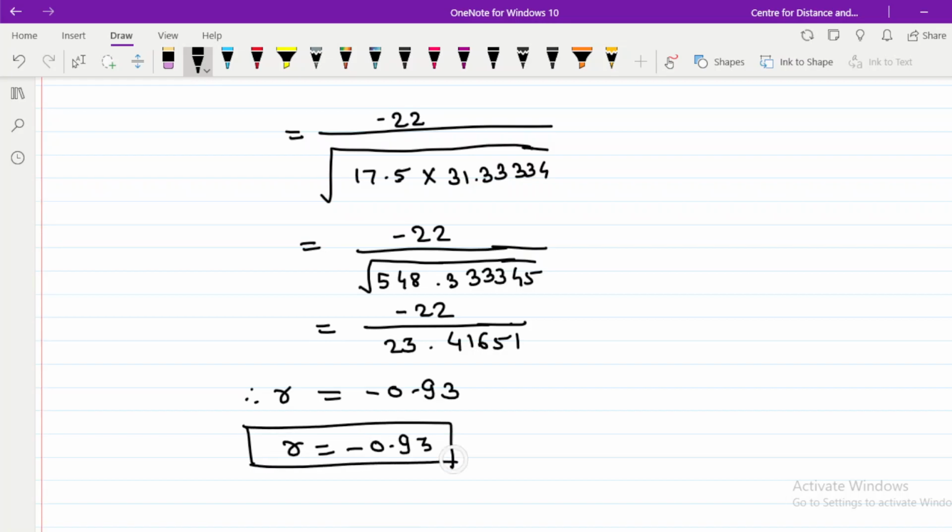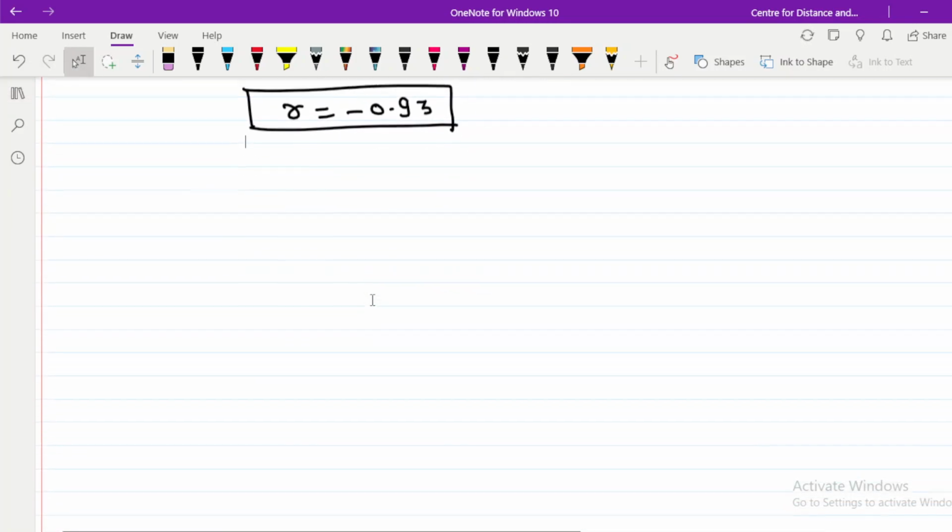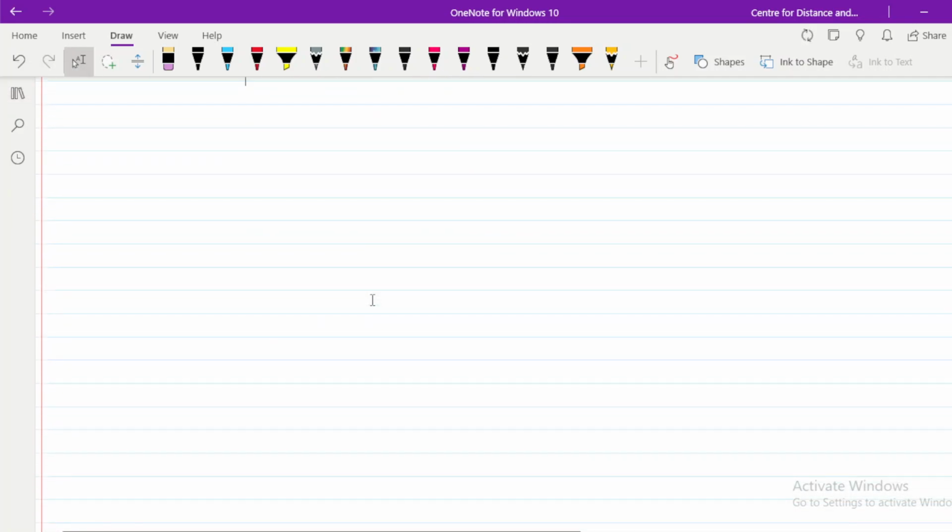Okay. Then here we learn the next concept, that is Spearman's. We learn about Spearman's rank correlation method.